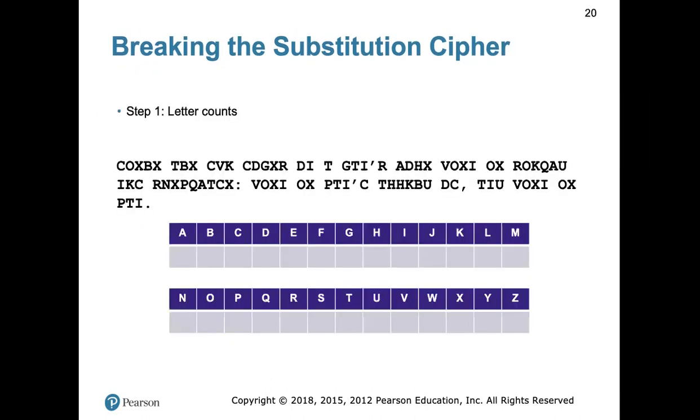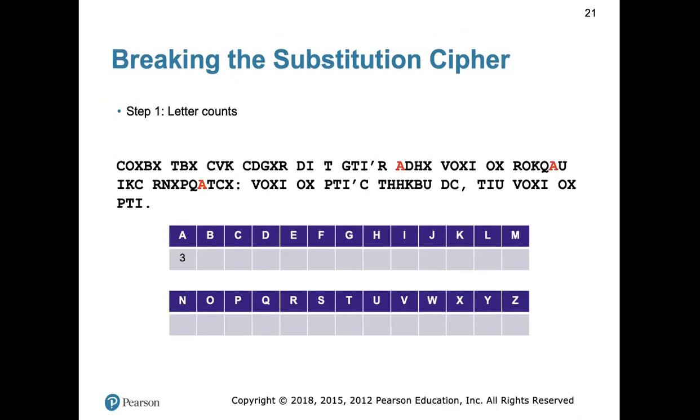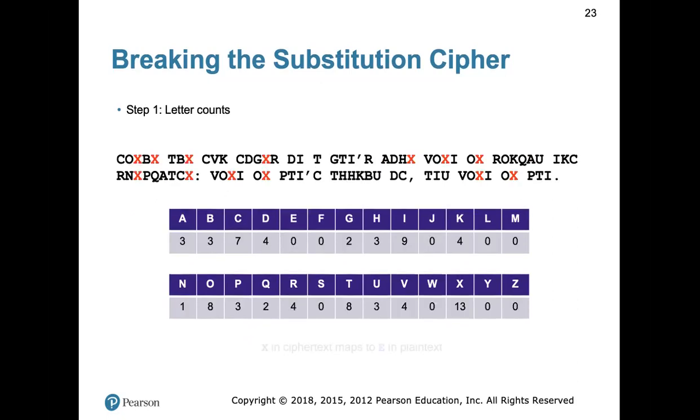So let's look at this example using that frequency of letters. The first thing that we do, of course, is that we look at the frequency of different letters in the ciphertext, in the encrypted text. If we do it, we get something like this: in this ciphertext, A has repeated 3 times, B has repeated 3 times, and so on. And the maximum that we see is X.